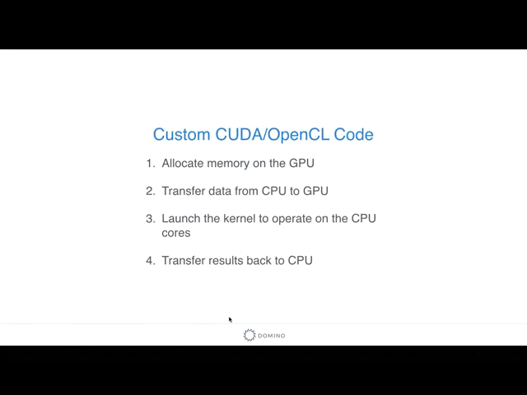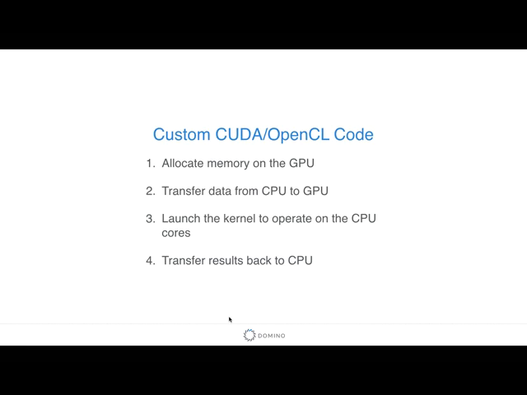And the final way to access and program your GPU is using just custom CUDA and OpenCL code. There are 4 steps that usually have to take place when you're doing this. First is to allocate memory on your GPU. These are all very low-level tasks. If you are used to programming in C, these should probably not be so surprising and probably very familiar to you. The second one is to transfer data from the CPU to the GPU.